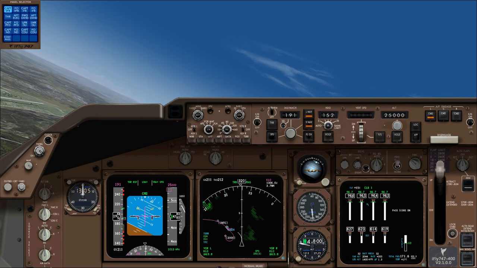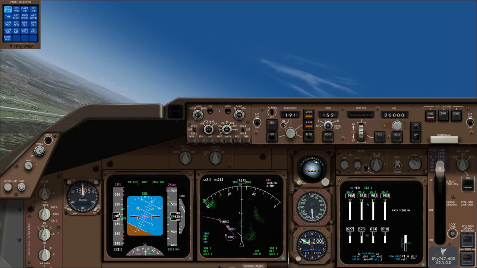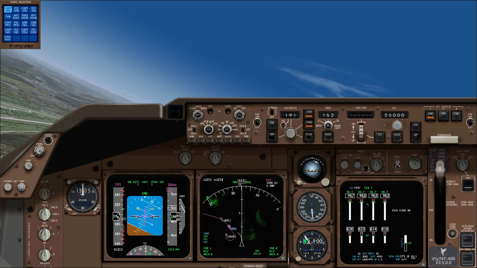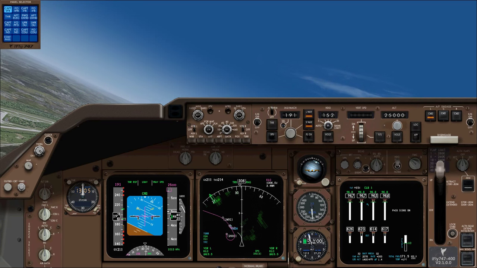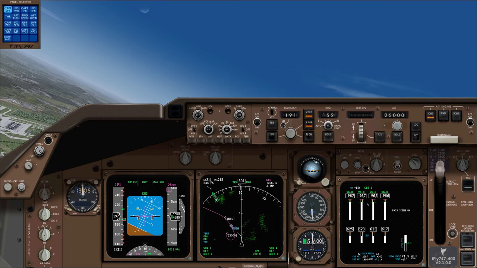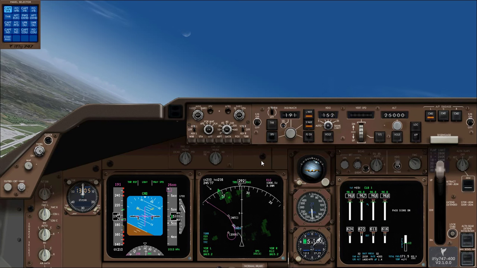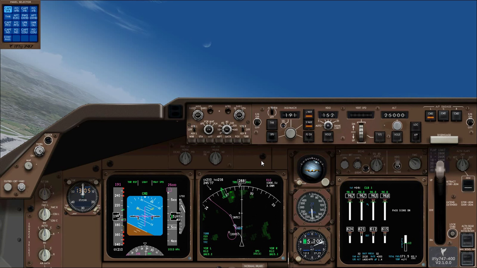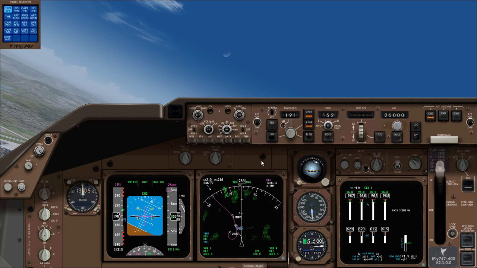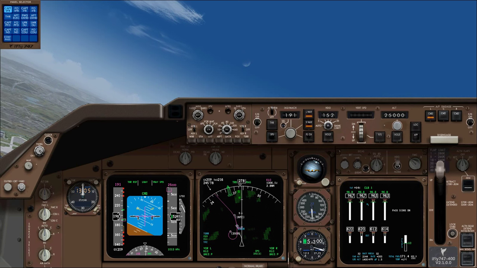VNAV keeping its speed, even on a turn. There's quite some wind around, there were 9 knots before. As you can see on the top left corner, Zurich just in front of us, going to pass over it soon. And we are now passing 5,200 feet.